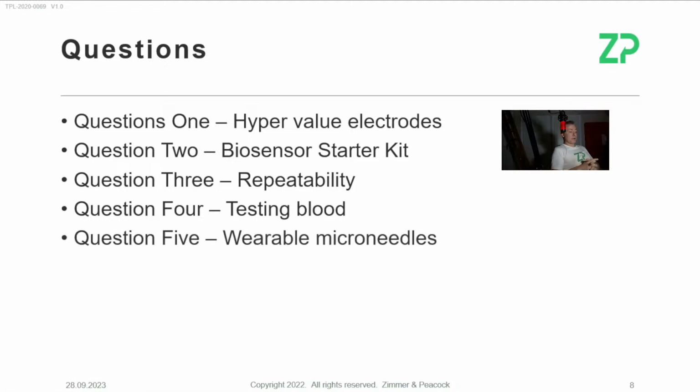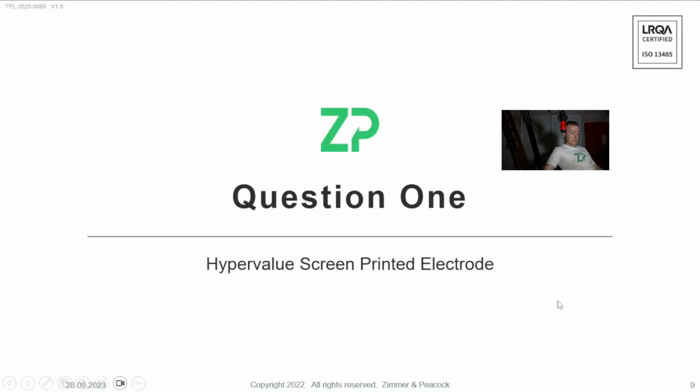It's probably worth saying that when I talk about the Biosensor starter kit today, I'll use glucose as the example. Testing in blood, I'll use glucose as the example, and wearable microneedles, I'll also use glucose as the example. But let me go forward a little bit faster.